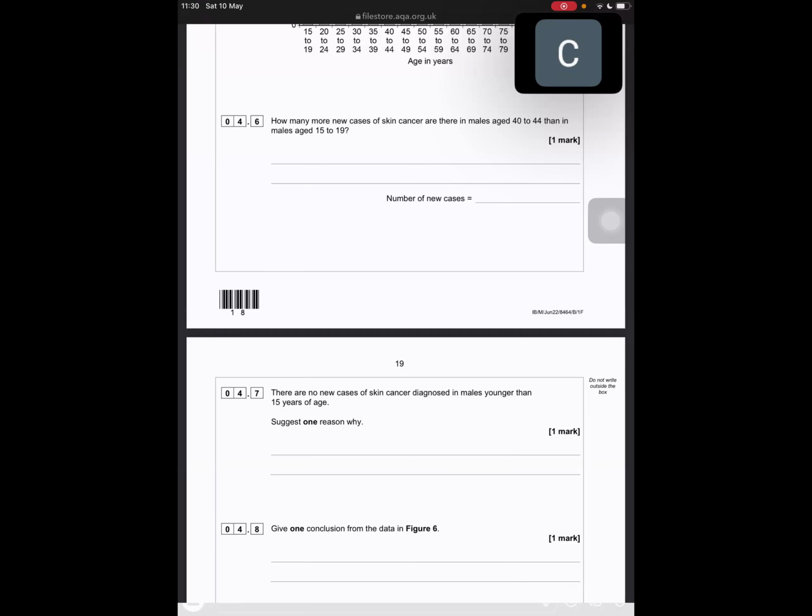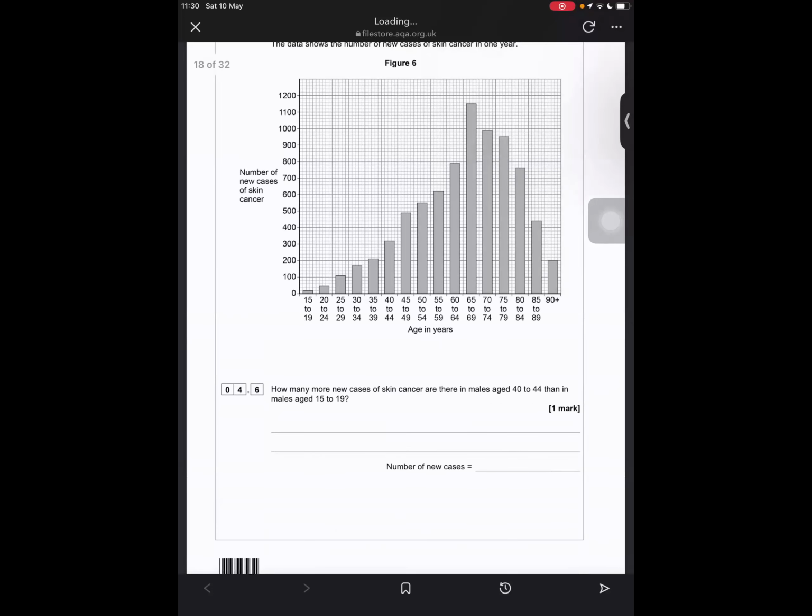Give one conclusion from the data in figure 6. Well, what conclusion can we give? People in their prime. Can you scroll up? Let's look at the graph one more time. I think it seems to be higher in people in their prime who are more exposed, and that is 65 to 69, by virtue of the fact that they are working and they are outside most of the time. They will rather use the sunscreen for their children than for themselves.